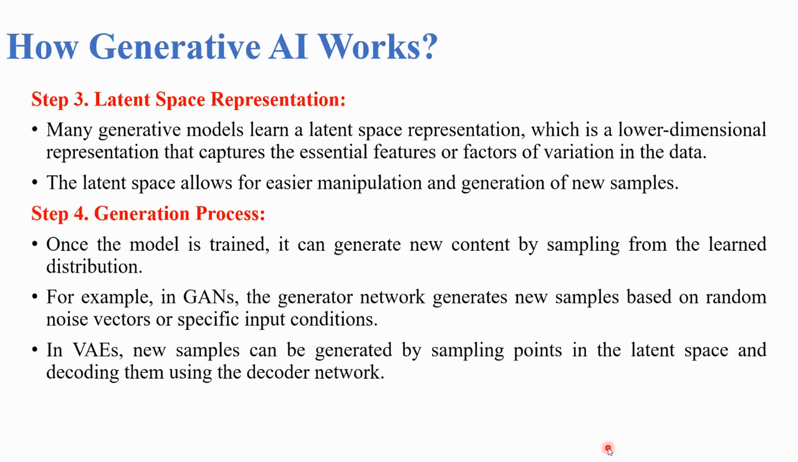Next is latent space representation. The generative model learns the latent space representation, which is a lower dimensional representation, which means a smaller number of features will be captured. The variations of the data will be analyzed, and it can be easily manipulated as it has fewer features. The manipulation is very easy, and the generation of new samples is also easy. But when it comes to how good the quality of that data is, it will be somewhat lower because we have a smaller number of features, right?